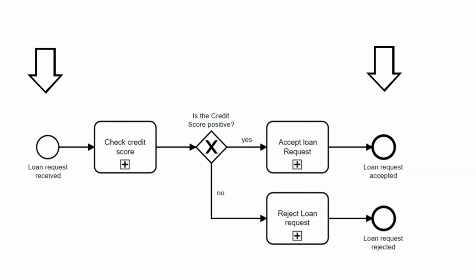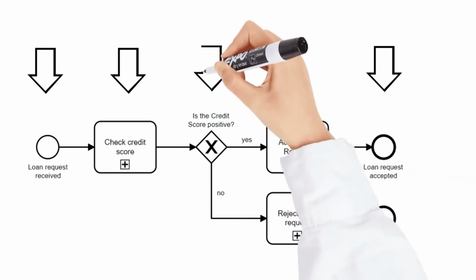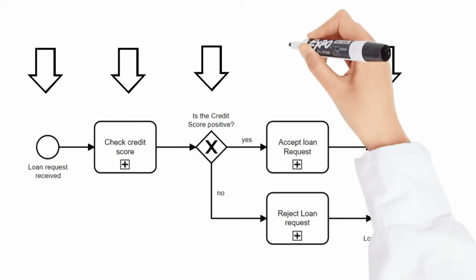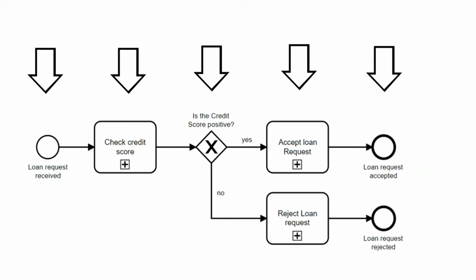For example, in this process, you can see on the left-hand side, when it starts, a loan request was received. So let's say you are working in a bank and your application is registering that a new loan was requested. The first activity here is to check the credit score of the client. Let's say a credit score is a number which can be positive or negative. Here we check in the process, is the credit score of the client positive? If so, we accept the loan request and the flow ends in this path. But if the credit score is not positive, we reject the loan and that's it.